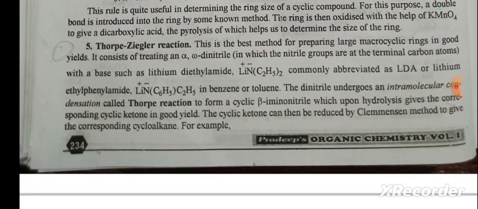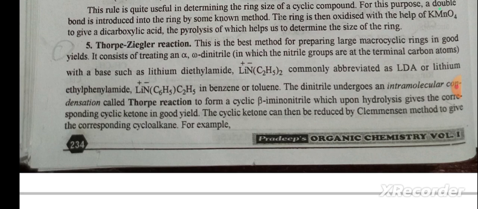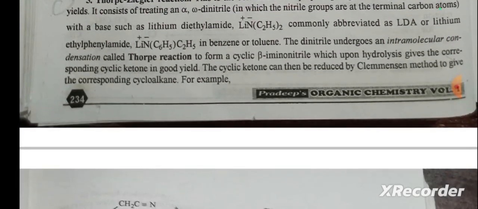Fifth, the Thorpe-Ziegler reaction. This is the best method for preparation of large macrocyclic rings in good yield. It consists of treating an alpha, gamma dinitrile, in which the nitrile groups are at the terminal carbon atoms, with a base such as lithium diethylamide, commonly abbreviated as LDA, or lithium ethylphenylamide in benzene or toluene.